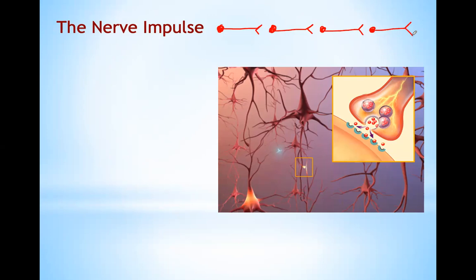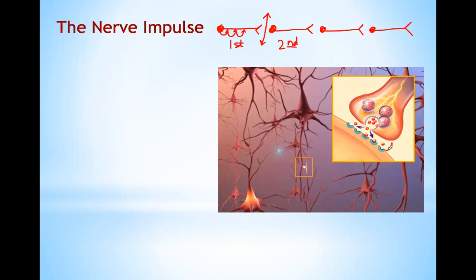Now, how does the impulse travel? It travels electrically as a wave of depolarization down the axon. But between the different neurons, this is the first order neuron, and this is the second order neuron, you notice that there is no physical continuity. There is a gap, and this gap is known as the synapse. So this is the synapse. See this gap here?